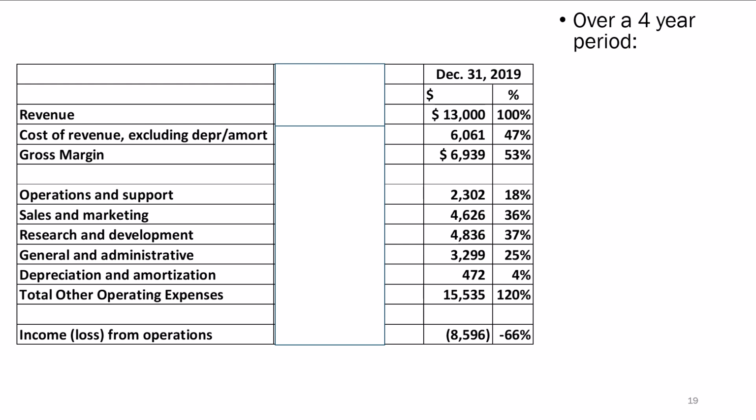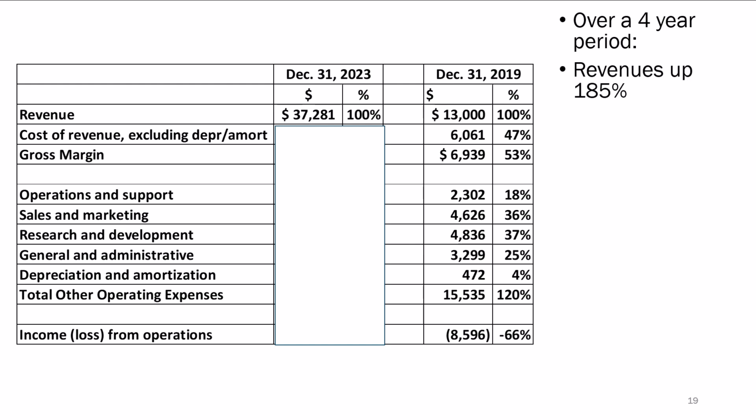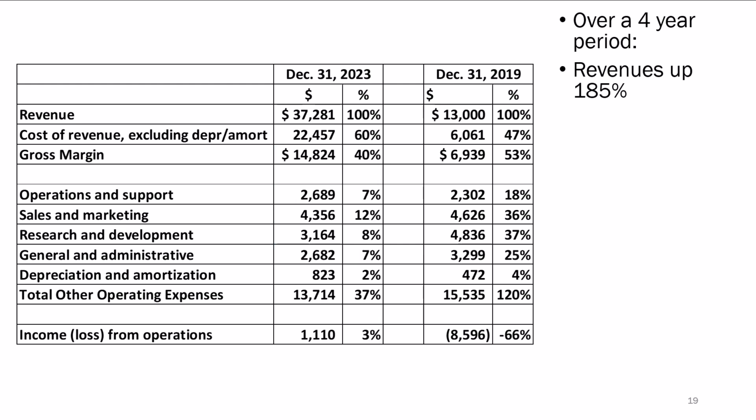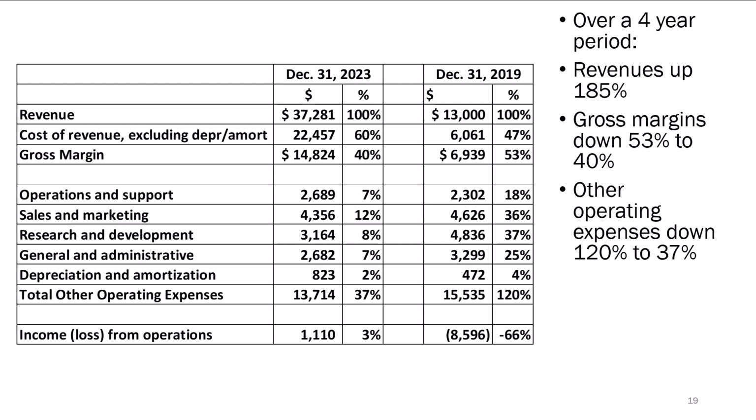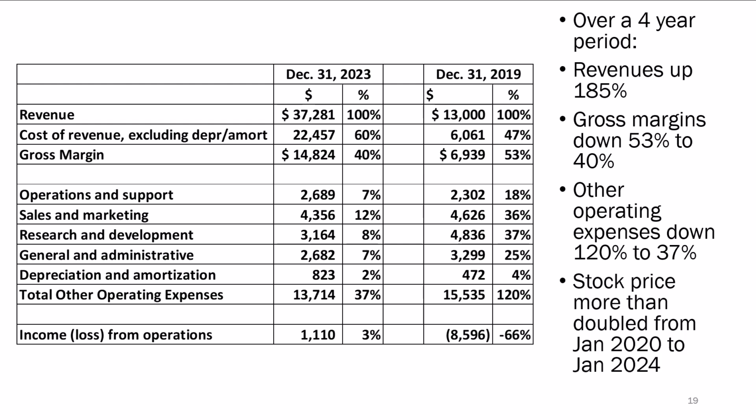We have another company here that over a 4-year period, so I'm just comparing December 31st of 2019 to December 31st of 2023, but over a 4-year period, its revenues are up 185%. Its gross margins were 53%. They decreased down to 40%. Operating expenses were 120%. They're down to 37%. And the stock price more than doubled over a 4-year period. This is Uber.